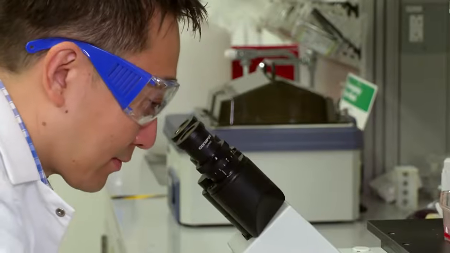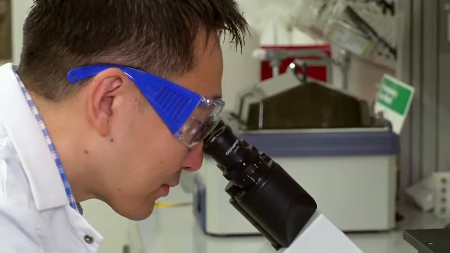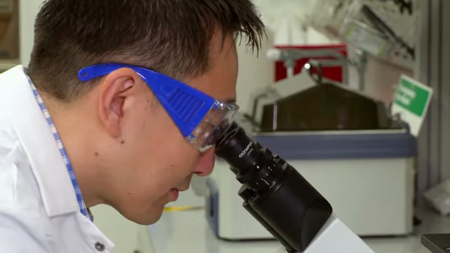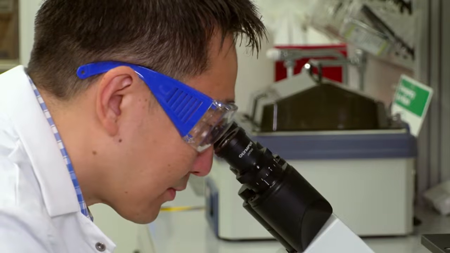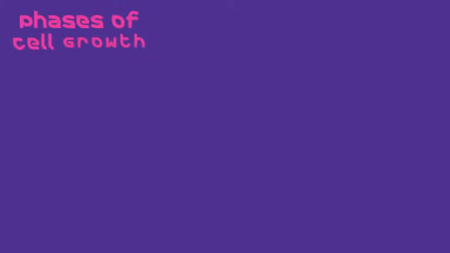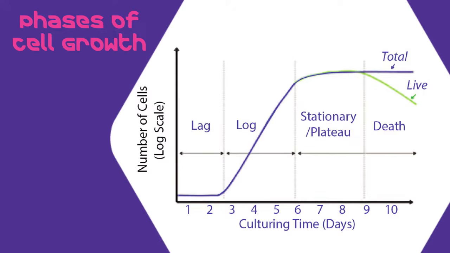Another reason for microscopic examination of the cells is to ensure adequate population density within a culture vessel. A typical growth curve is shown here. Cell numbers are plotted on the y-axis, culturing time is plotted on the x-axis. The blue line indicates overall growth.